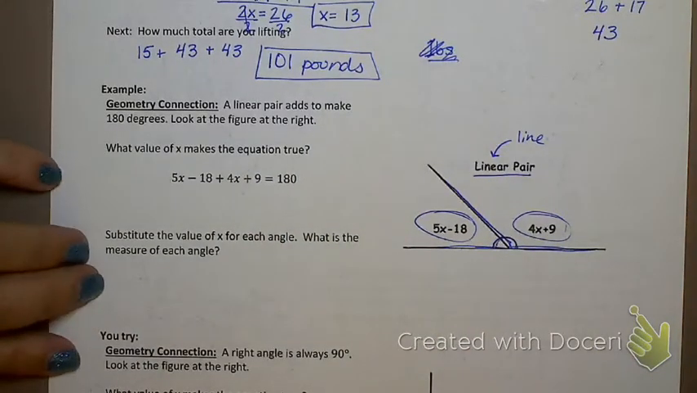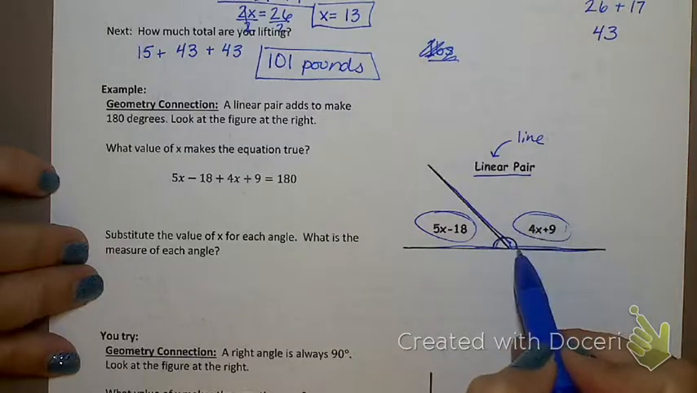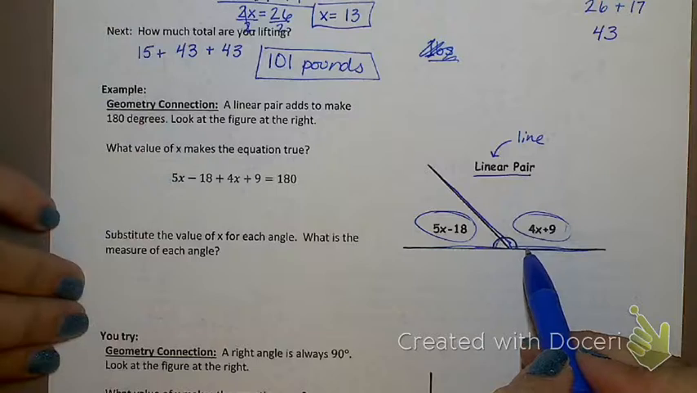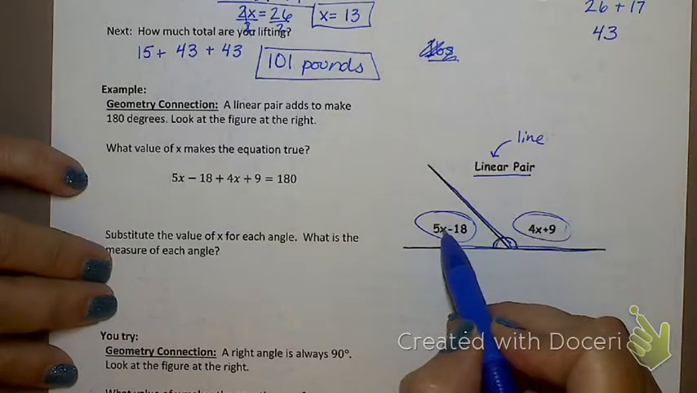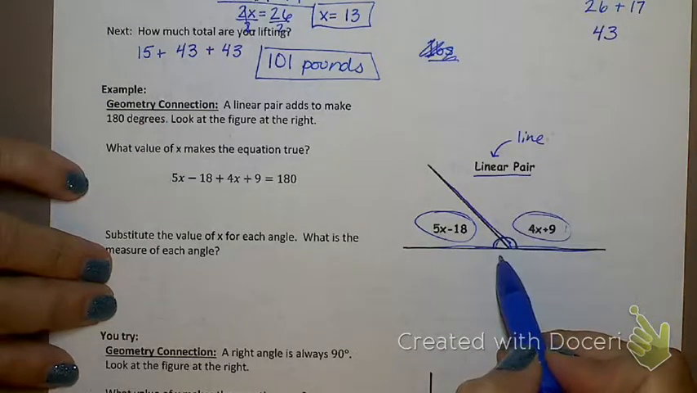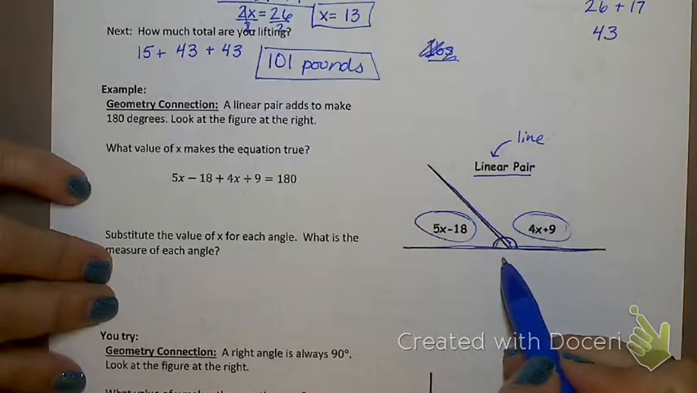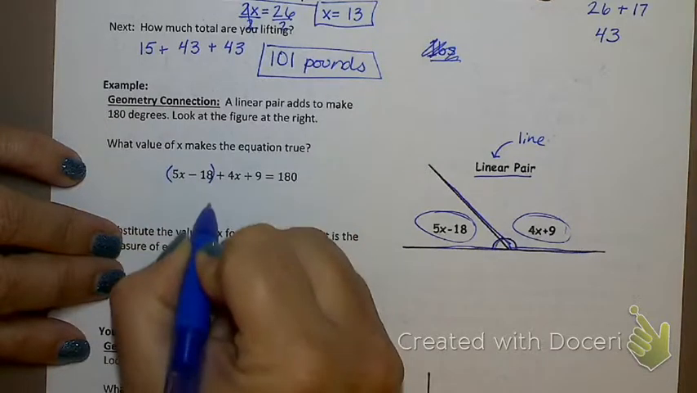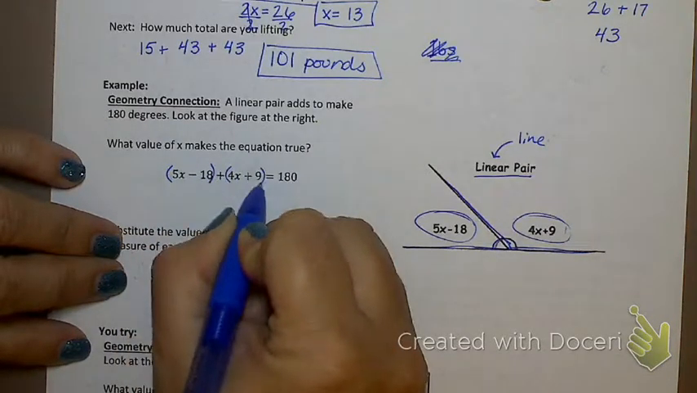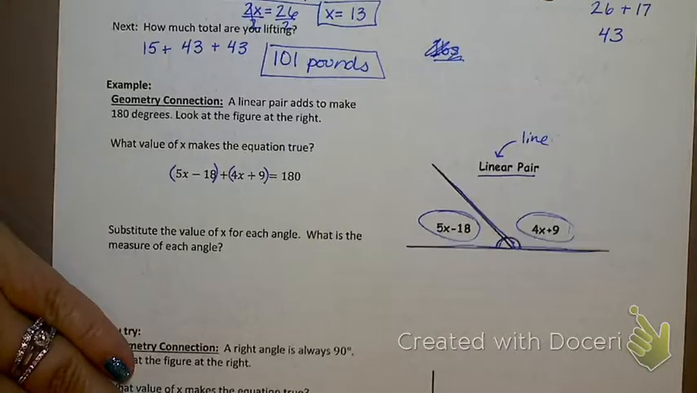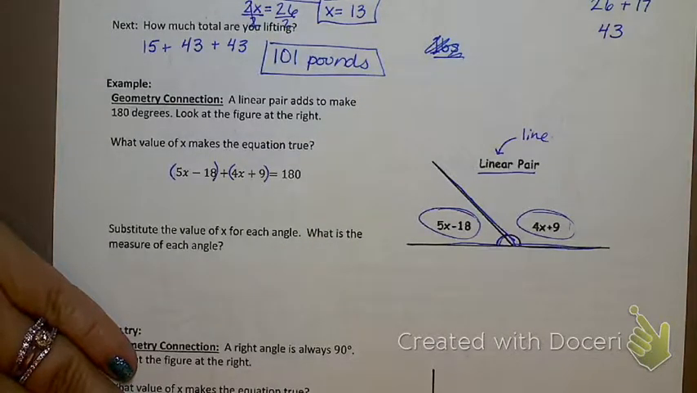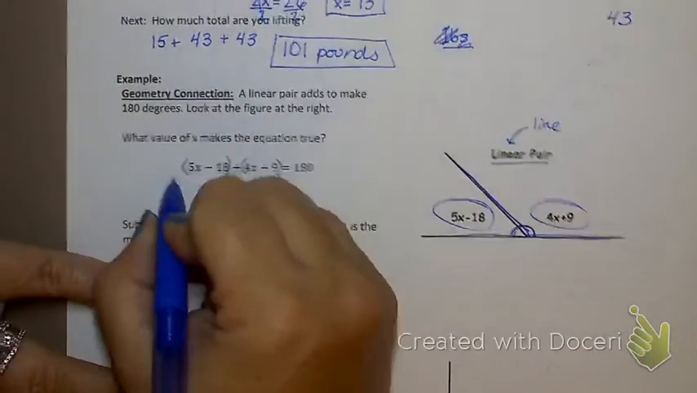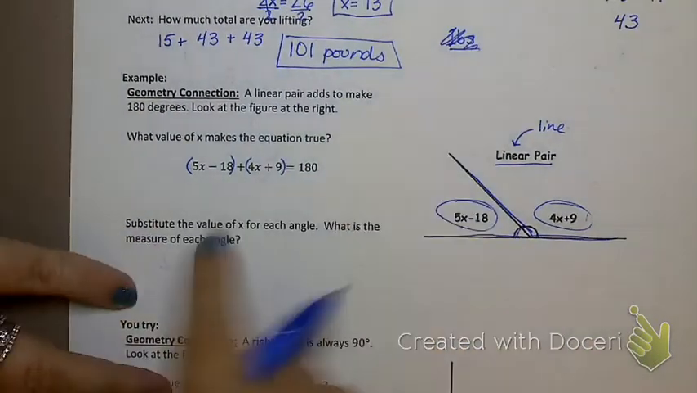Okay? What do we know about two angles that make a straight line? Well, we know that a straight line has a degree measure of 180 degrees. So if I have two angles that together make a line, I have two angles that together make 180 degrees. So do you see how they have one angle plus the other angle equals 180 degrees? That's how we're going to find x. Okay? So then it's going to have me substitute the value.